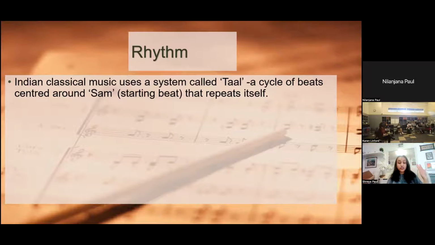So, for example, for beat tal, which is a type of tal, we would go dha, dhin, dhin, dha, dha, dhin, dhin, dha, na, din, din, na, dha, din, din, dha, dha. And that last dha denotes that we've gone back round.